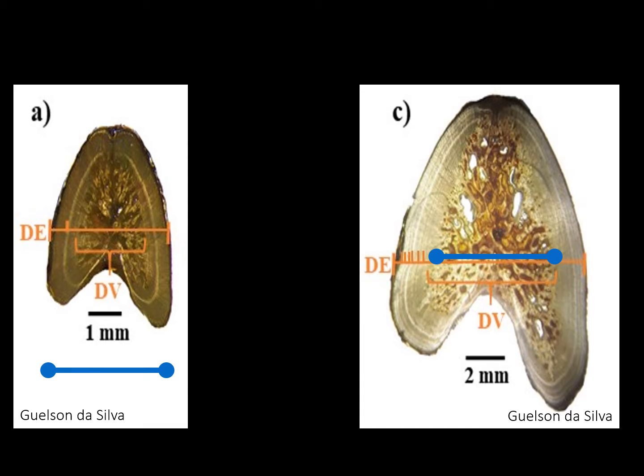This is a visual example of the vascularization in a spine, provided by Guelson da Silva. In panel A on the left, you see that vascularization is just in the center, but we can still see some rings. The blue line indicates the total width of the spine. Now in C, for a bigger fish with a bigger spine, the region that was represented by A, shown in blue, has become completely vascularized, meaning all of those rings are now obscured, and you're only left with rings on the outer edge of the spine.